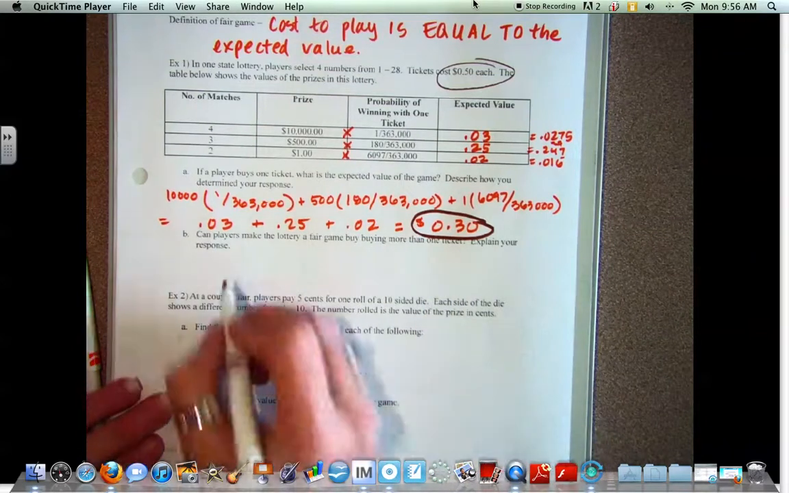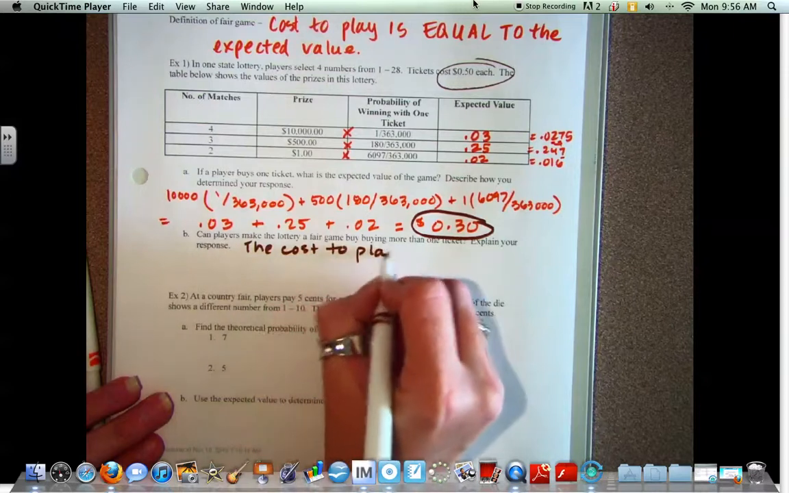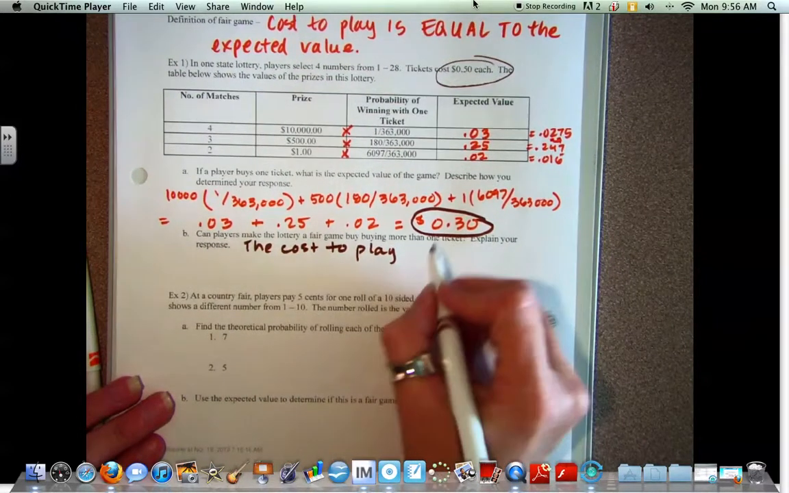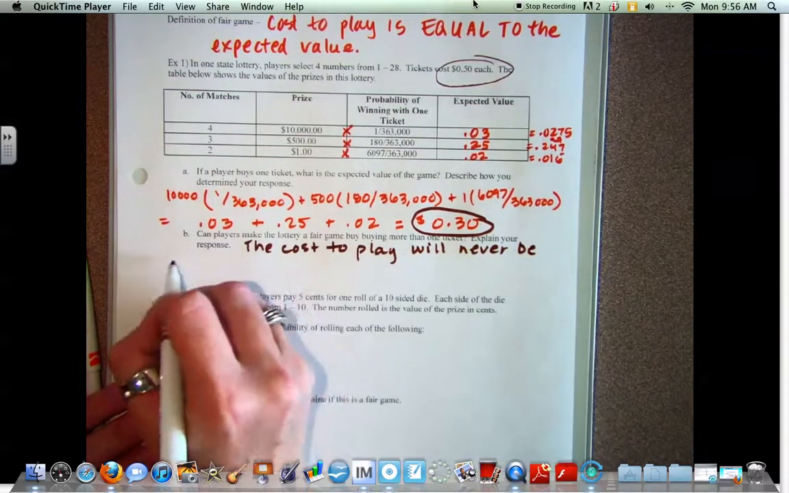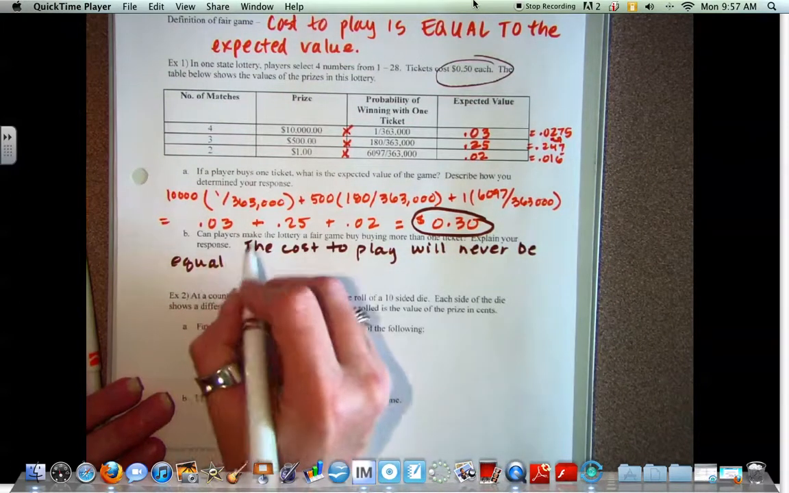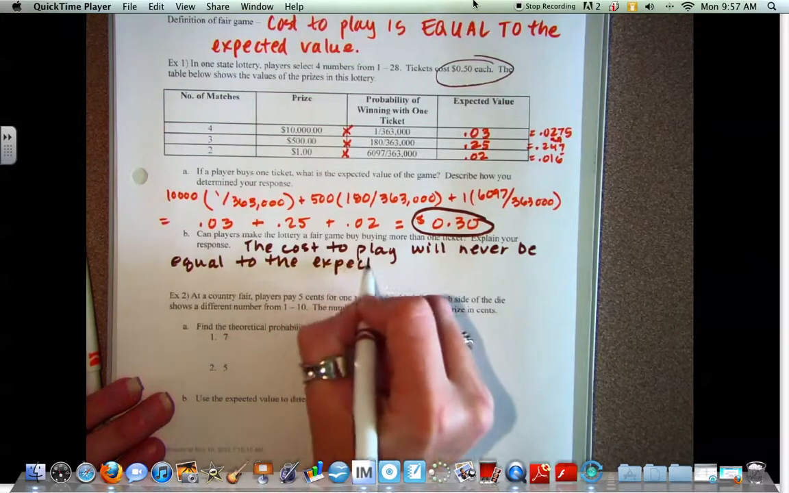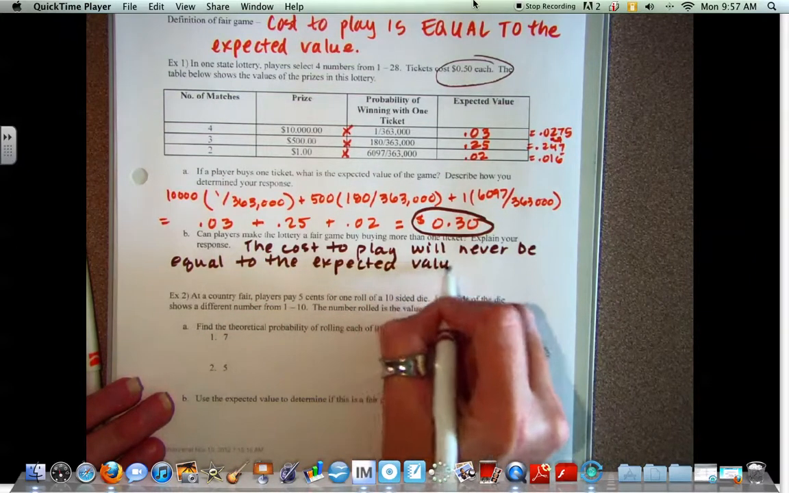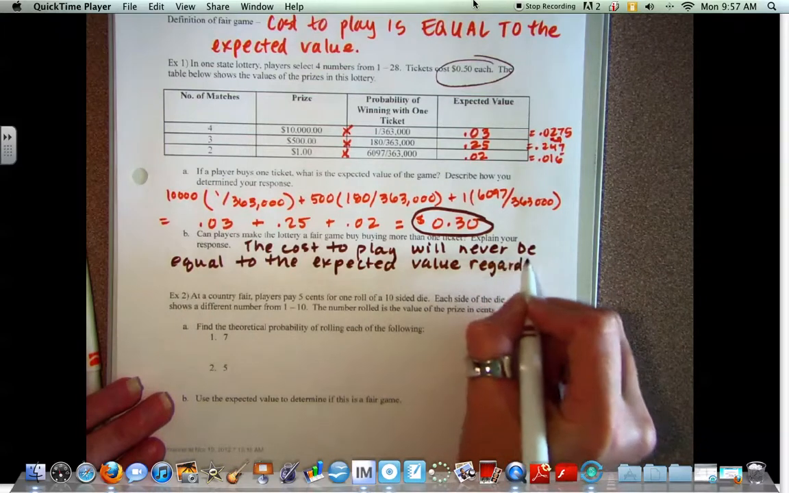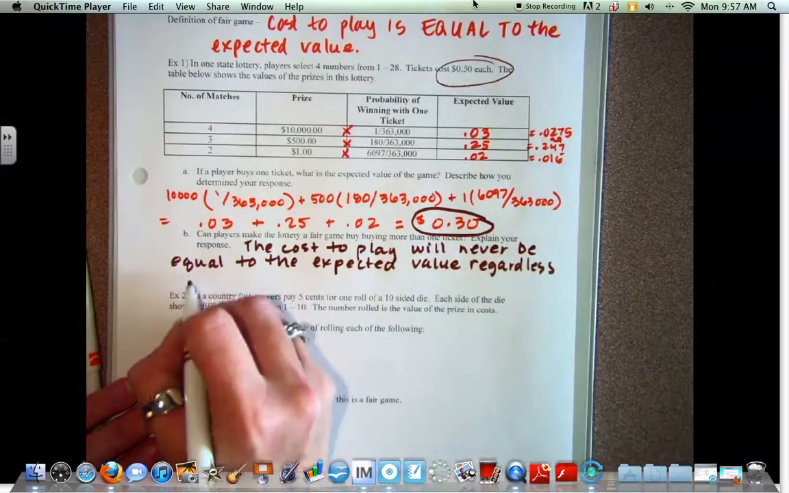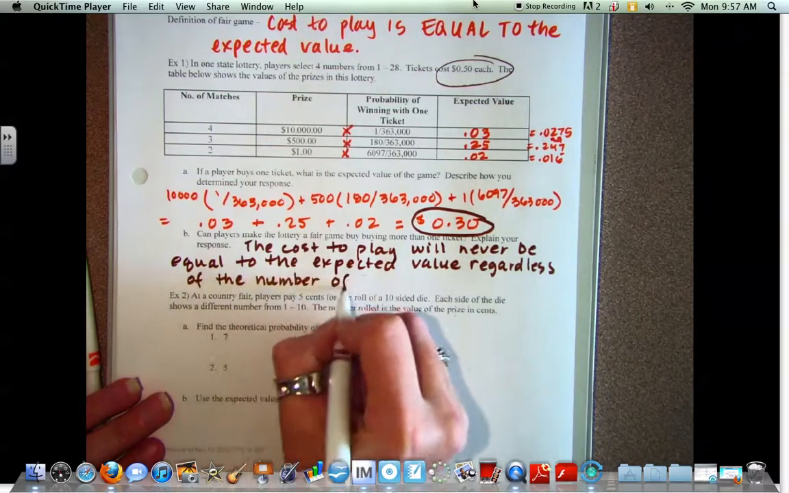Right. So the cost to play will never be equal to the expected value regardless of the number of tickets purchased.